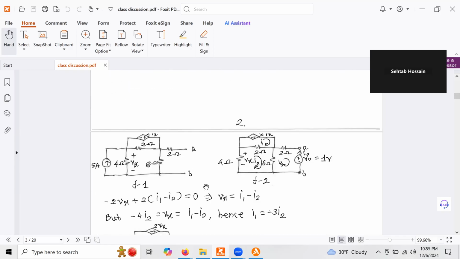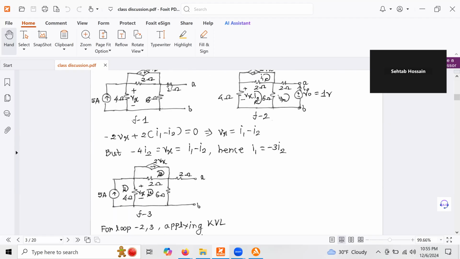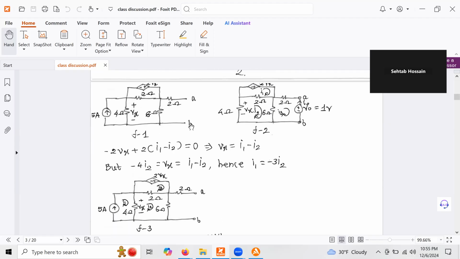So let's do an example. I have this circuit, with 2Vx over here, in figure 1. We want to know the load current and load voltage across terminal AB.